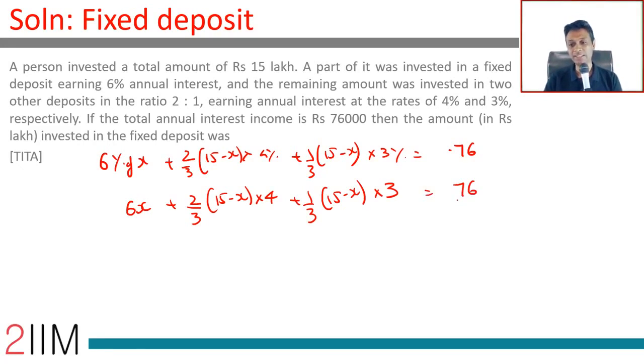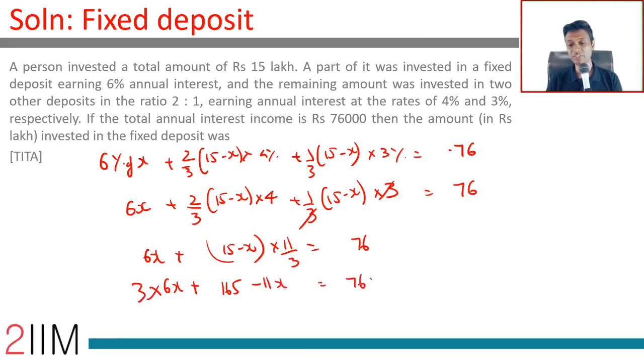And so let's say we expand this. This is 15 minus X into 8 by 3 plus 1. 6X plus 15 minus X into 11 by 3. 2 into 4 is 8, 8 by 3. This is 1. 8 by 3 plus 1 is 11 by 3 equals 76. Or 6X times 3, plus 15 into 11 minus 11X equals 76 into 3.